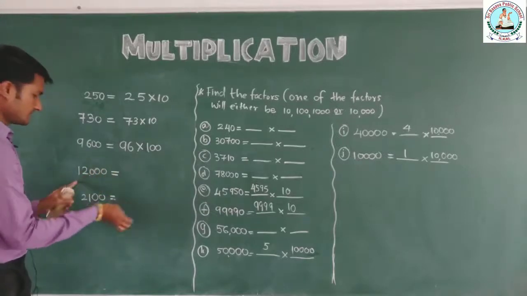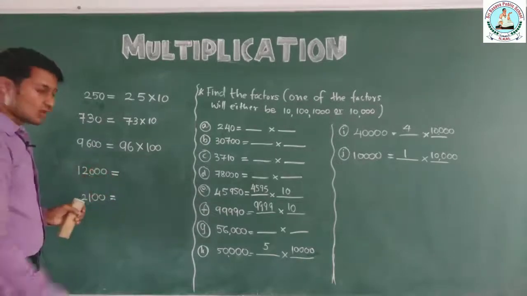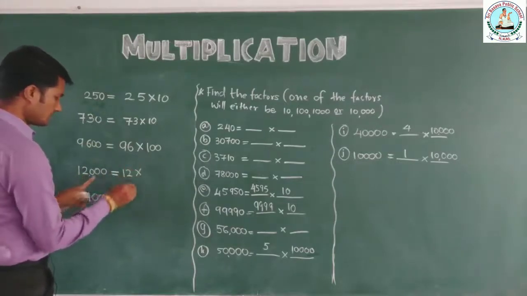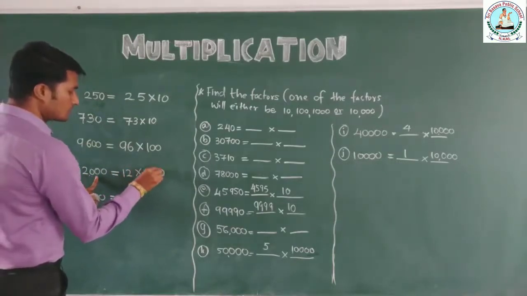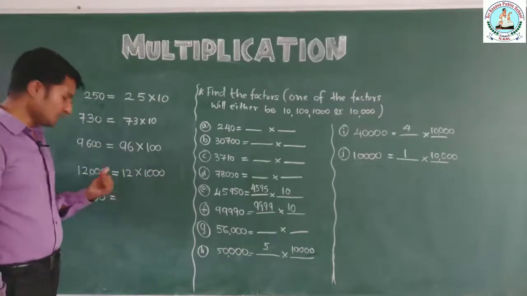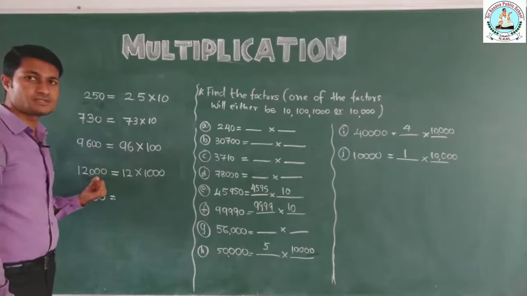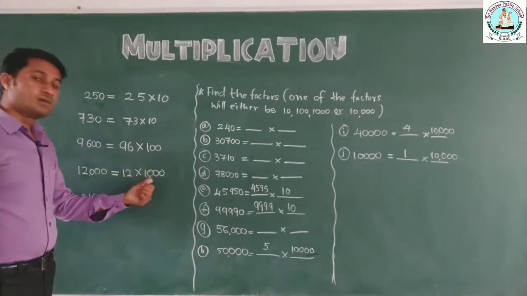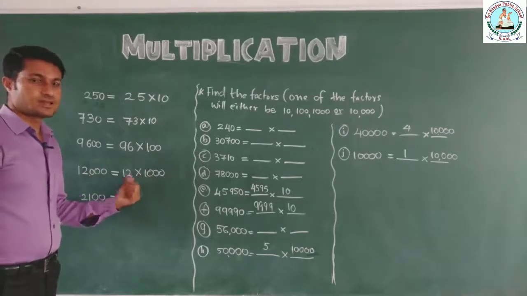So similarly how to express this? Just hide the number of zeros, or just cover the number of zeros here. So you will get only 12, and 3 zeros mean it is 1000. So in the 12,000 how many thousands are there? Imagine that you have been given 12,000 rupees, then how many 1000 rupees notes are there? Actually there are 12 thousand rupees notes, right?